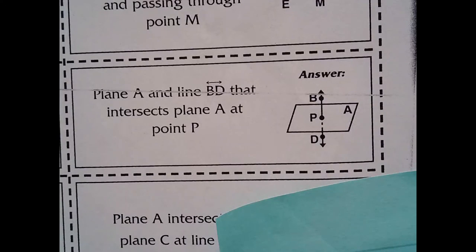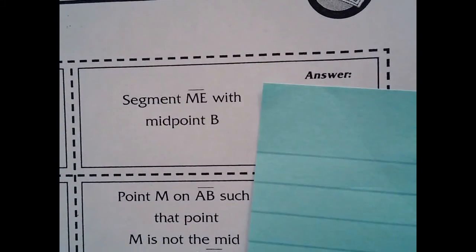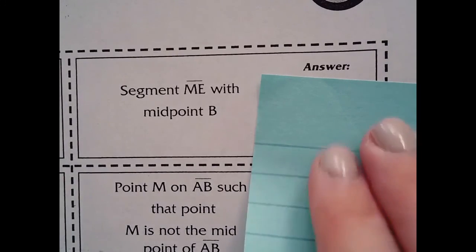Segment ME with midpoint B. So midpoint means it is in the exact middle. What I must also have is these marks saying that B is in the exact middle.